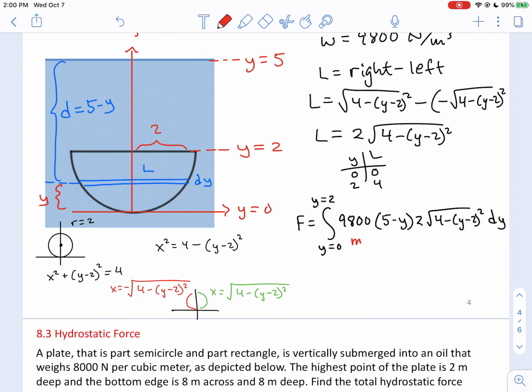So once again, the units here are newtons per cubic meter. The depth is measured in meters. This double square root is measured in meters, and the differential is measured in meters. So you're going to get newtons out of all this. And there's your pressure, and here's your area component.